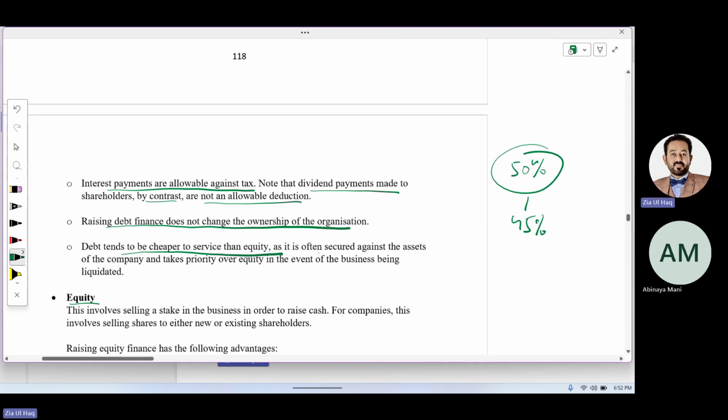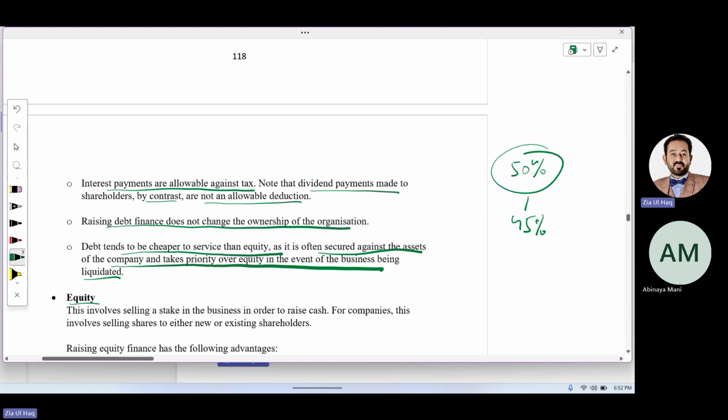So as it is often secured against assets of the company, it takes priority over equity in the event of the business being liquidated. The debt holders, meaning lenders and banks, get an advantage through debt as well. Because if the company becomes insolvent, meaning closing its business, first the debt holders will be paid by selling assets of the company. If there is anything left, that will be paid to the shareholders.